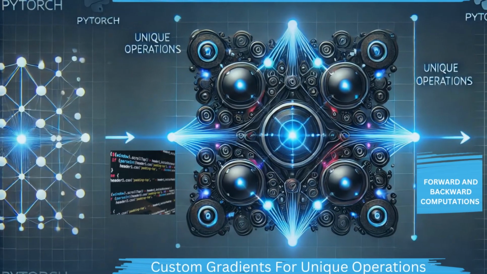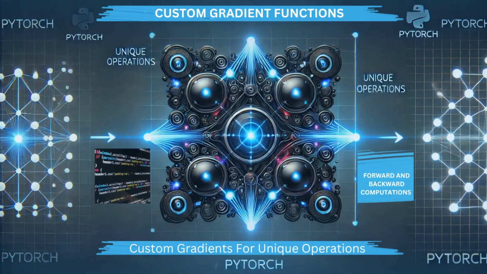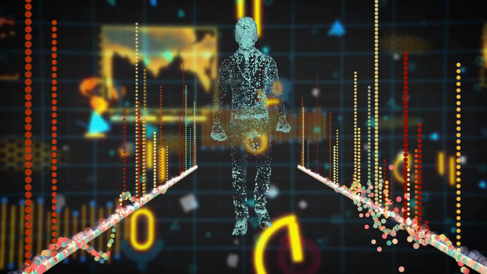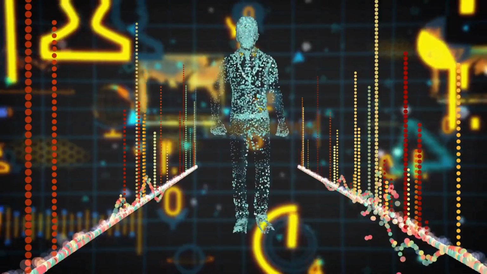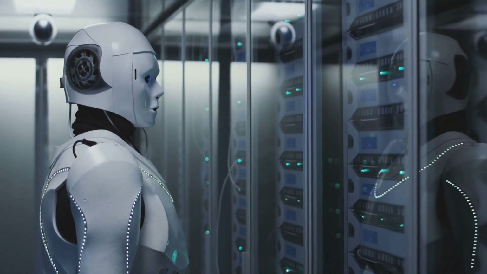Gradient clipping prevents gradient explosion by scaling down gradients. Custom gradient function. Define custom gradients for unique operations. Mastering these techniques allows fine-tuning models for optimal performance. AutoGrad's flexibility solidifies PyTorch's role in AI research.